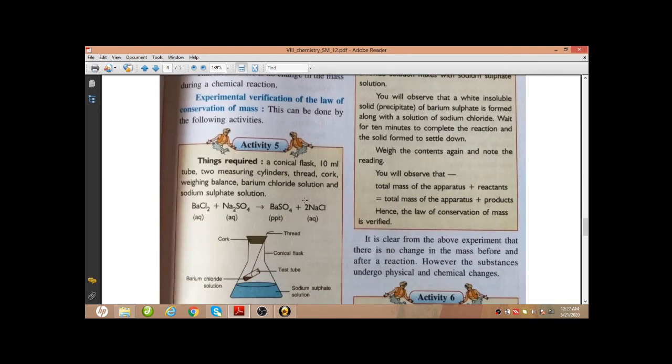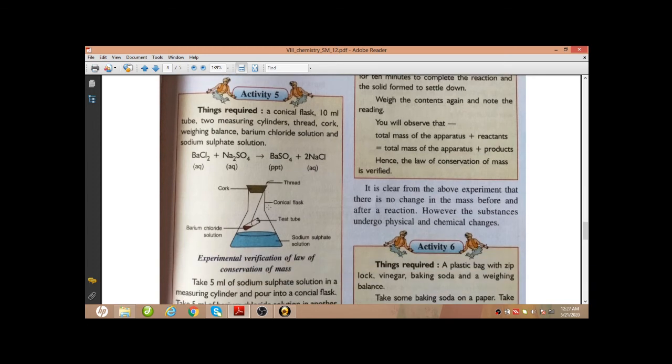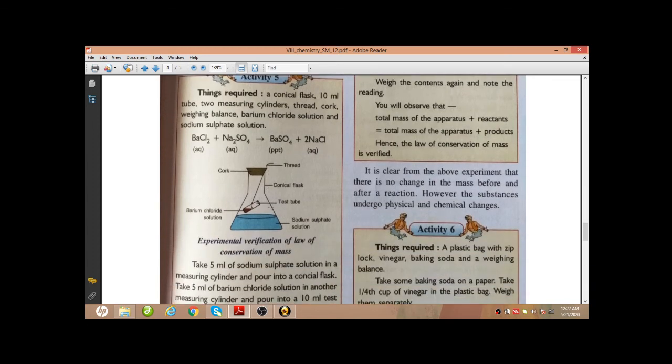This law can be verified using certain reactions or experiments. For the first experiment, we will take some aqueous barium chloride solution in this small test tube, where I am indicating. In this conical flask, we will take the sodium sulfate solution. It is labeled also, see, sodium sulfate solution, this one.